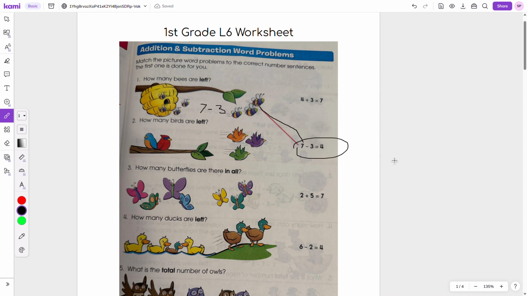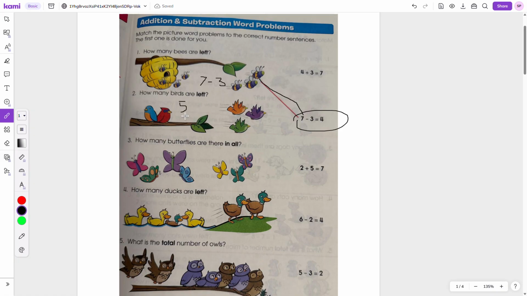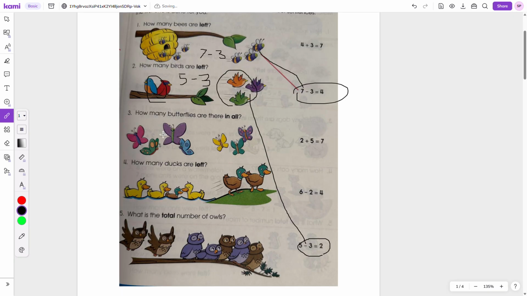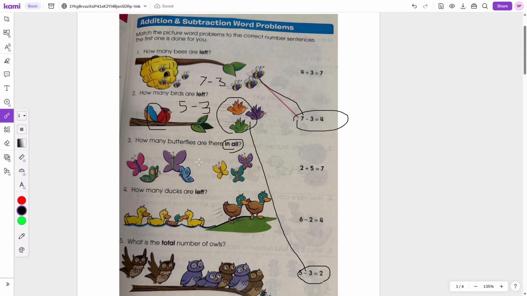Okay, number 2. We have a total of 5 birds, but 3 of them flew away, so we subtract 3. And that equation will be the last one, 5 minus 3, which will be 2. Okay, number 3. How many butterflies are there in all? So in all means we have to add, right? So we have 1, 2, 3, 4 butterflies over here, plus 1, 2, 3. So we have to do 4 plus 3, and it will be the first one, which is 7.